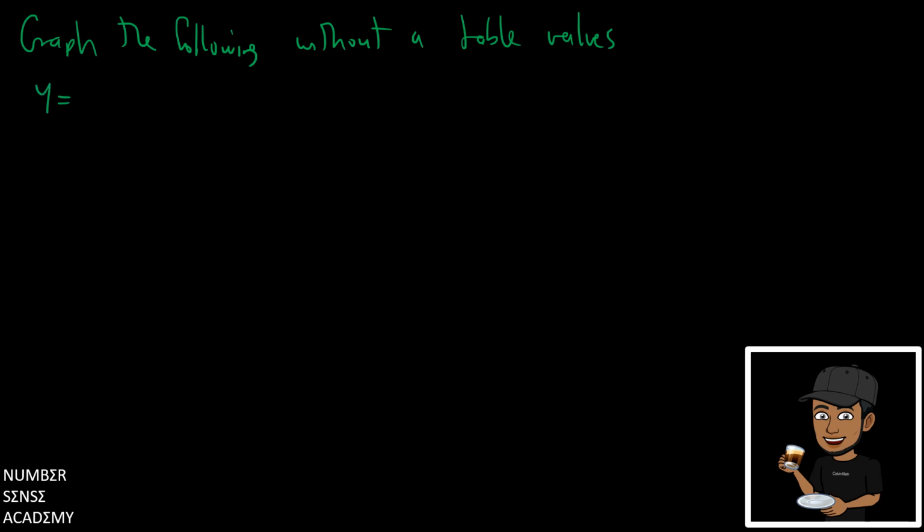Okay, now we're going to work our way to graphing. So what if you're given an equation in vertex form? We have y equals x minus 2 squared minus 3. And they say, graph this, but don't use a table of values. Okay, so how do you do this?